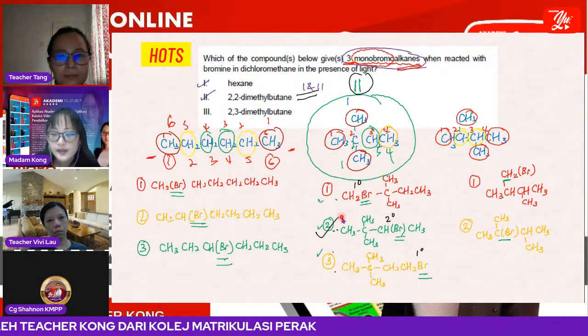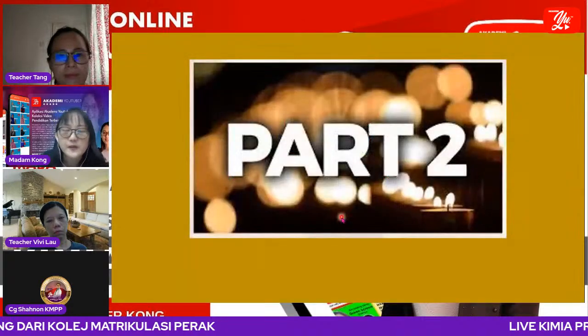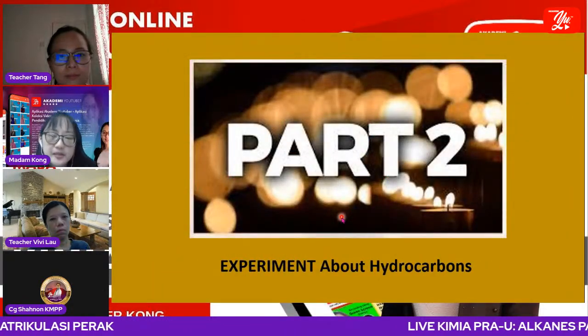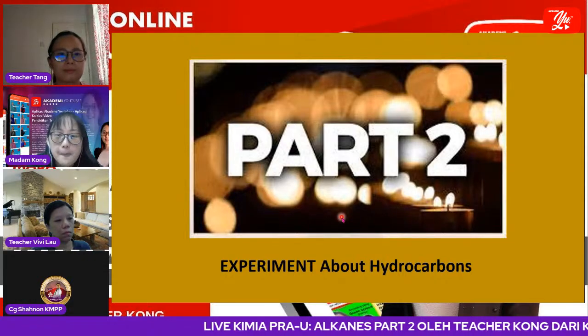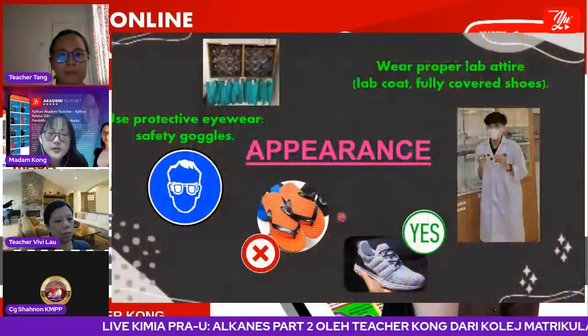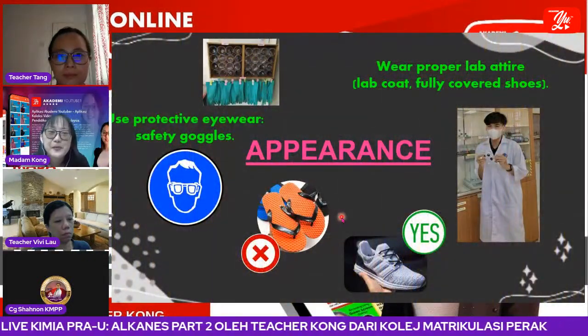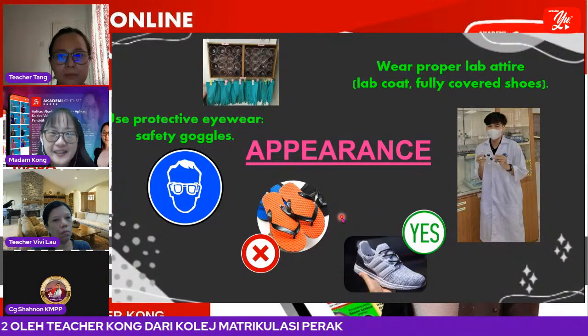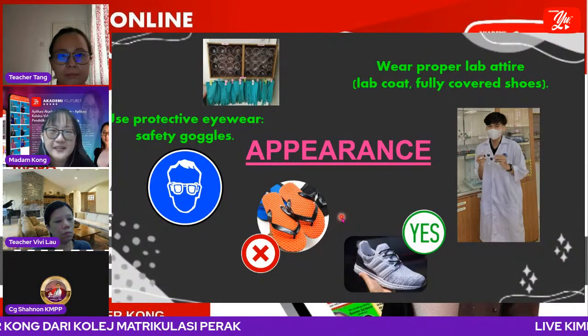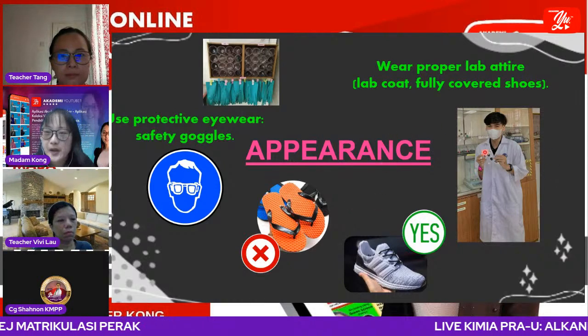Okay. If no, let's proceed with the second part, about the experiment about hydrocarbon. So, okay, first, before you enter the lab, you have to make sure that your appearance is well prepared. First, you have to wear your lab coat.